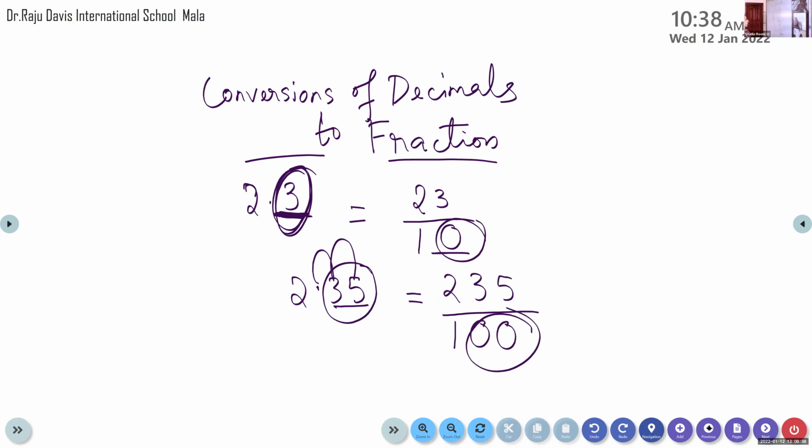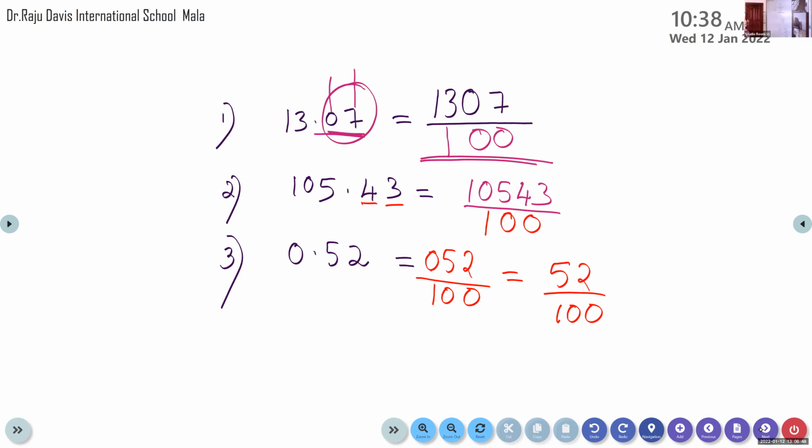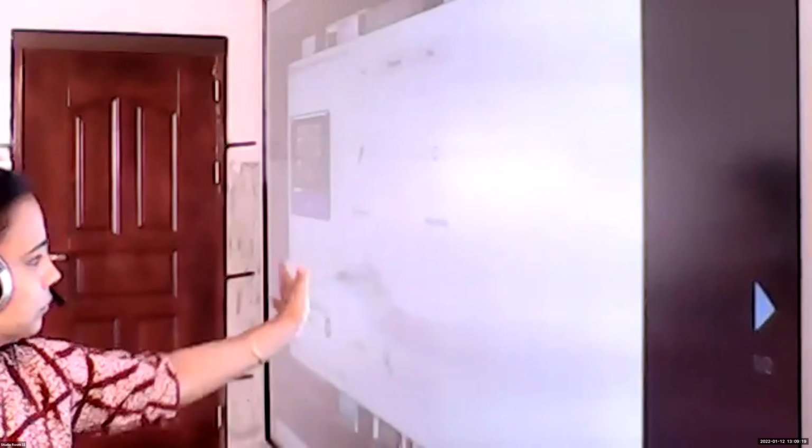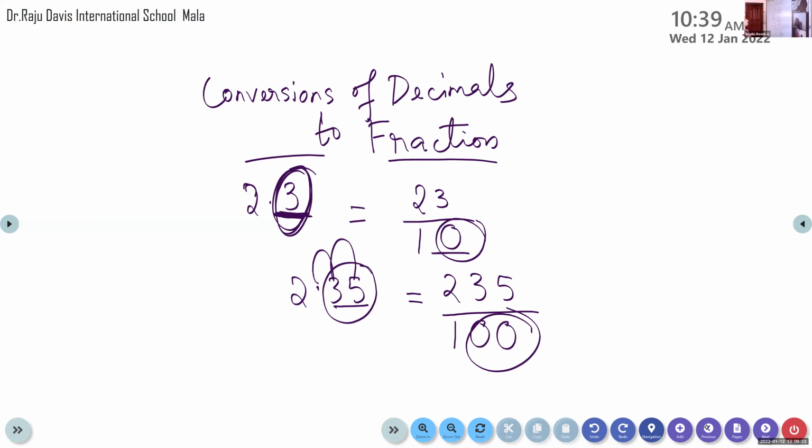Yes. So children, what did we learn today? Conversion of decimals to fractions. So you have to write the number without decimal point. Then the denominator.